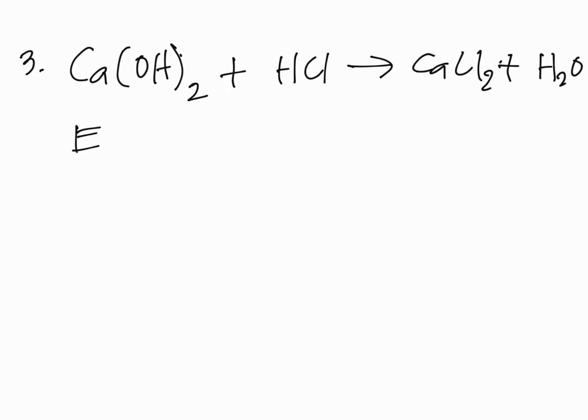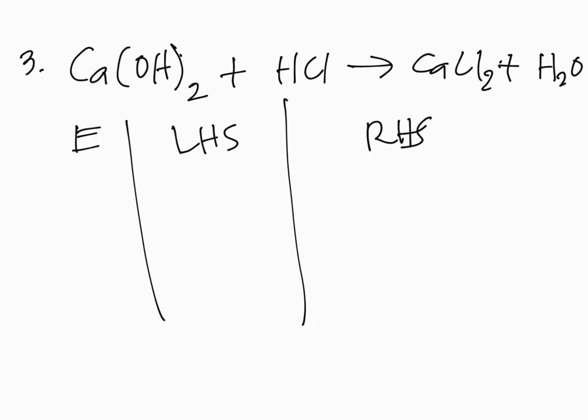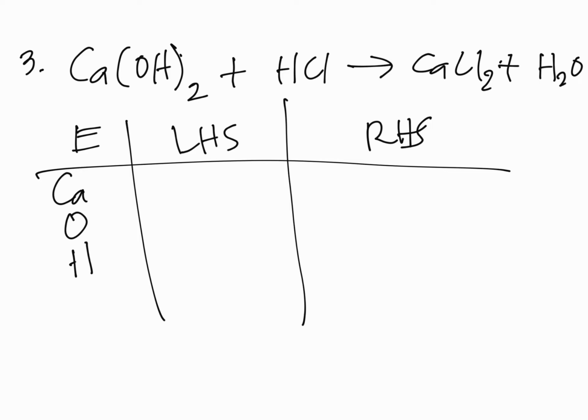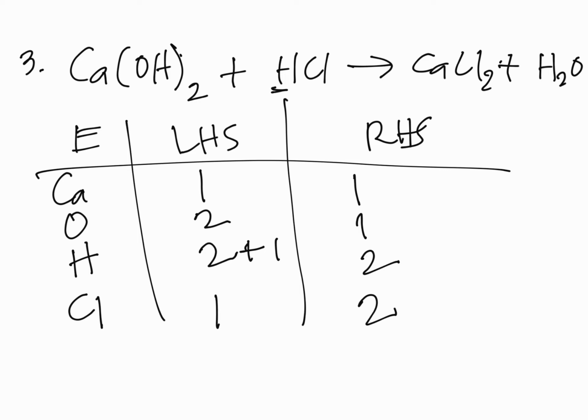So if you're going to write it down, left hand side and the right hand side, we have here calcium, oxygen, hydrogen, and chlorine. We have one calcium also on the right hand, 2 oxygen, on the other side is 1, hydrogen is 2 plus 1, that's it here, for the HCl, one of the reactants. And then the other side has 2, and the chlorine is 1 and chlorine is 2 here.